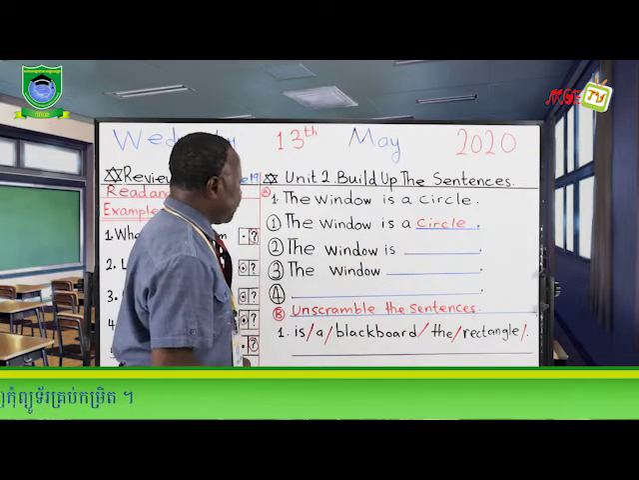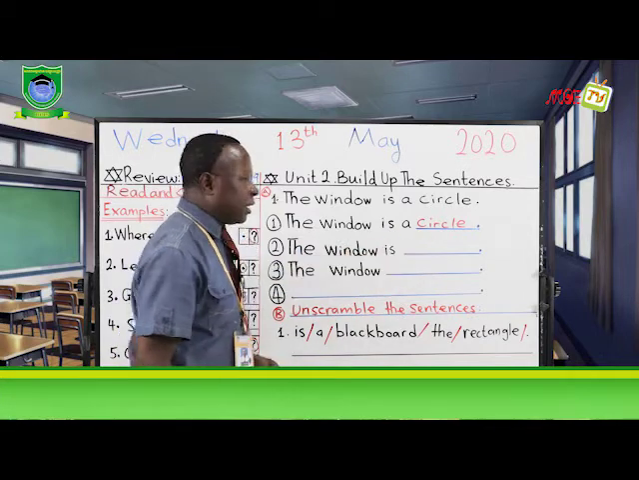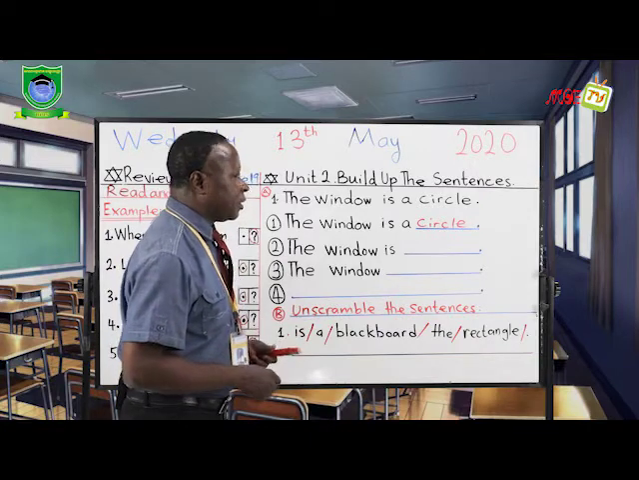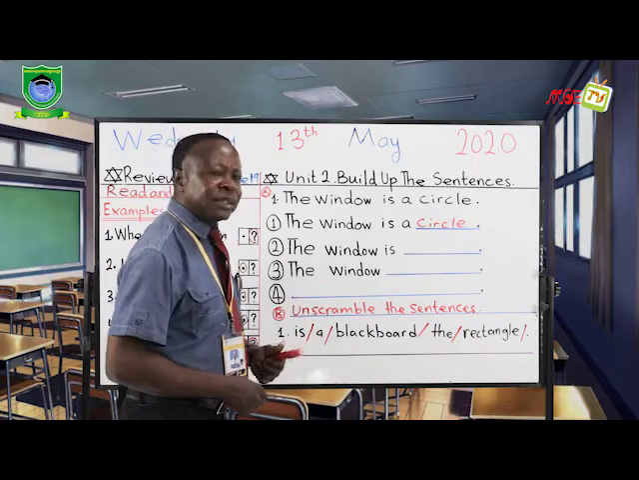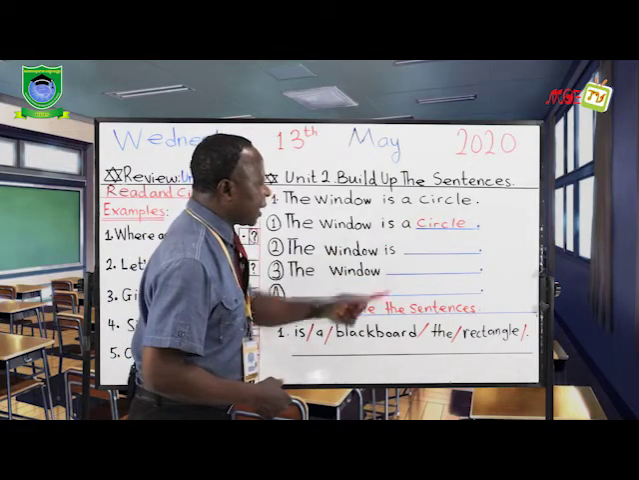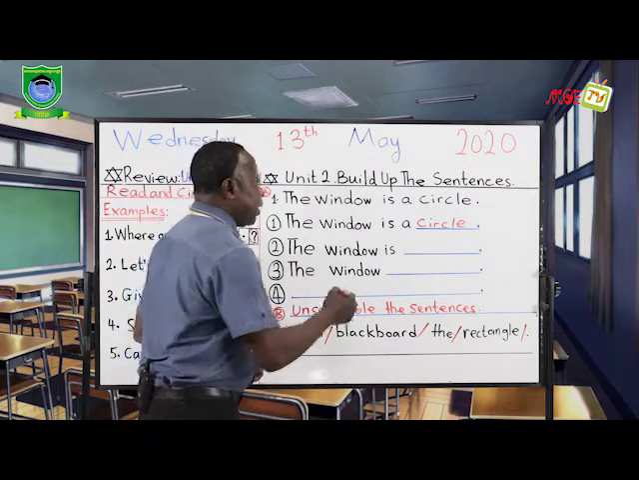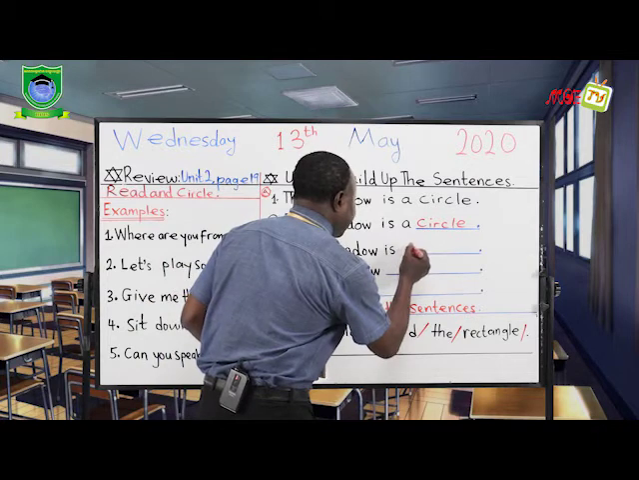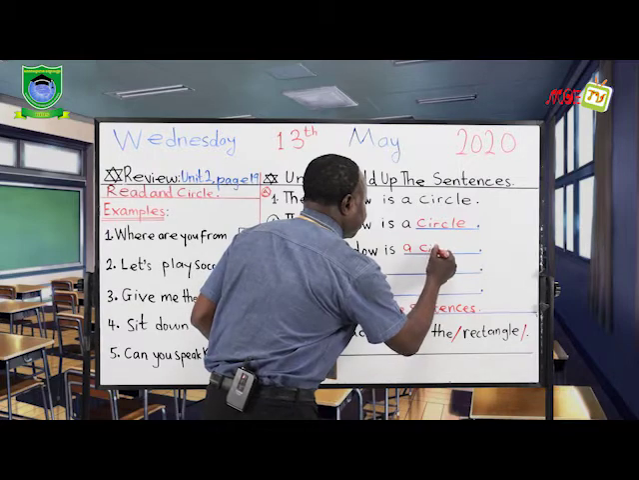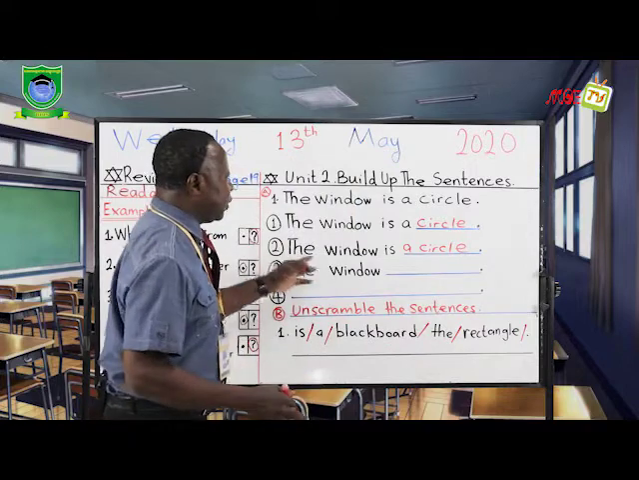Number two, the window is dash dash. How many words are missing in this? You have two: a and circle. So a and circle are not in this sentence, so we need to build it up. We need to find a, and then circle. Now it's complete. The window is a circle.